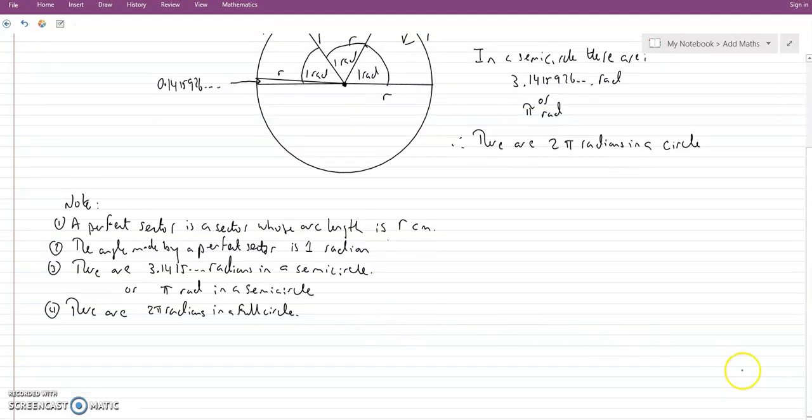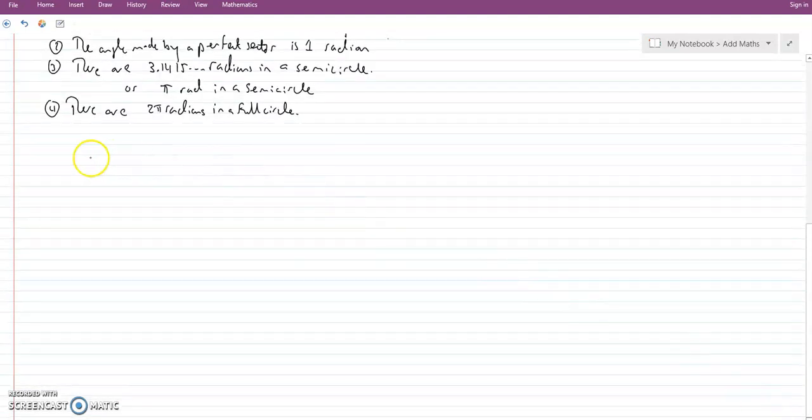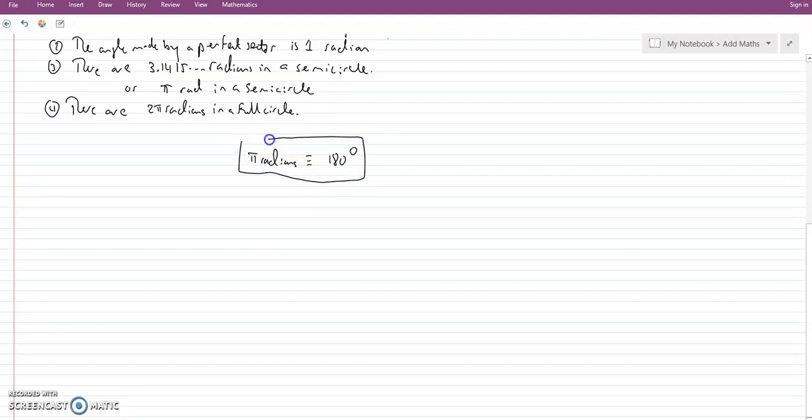Now, how do we link radians and degrees? If you look at these last two points, we have pi radians in a semicircle, and we also have 180 degrees in a semicircle. So pi radians is equivalent to, some people might say loosely equal to, 180 degrees. This is a very important relationship.